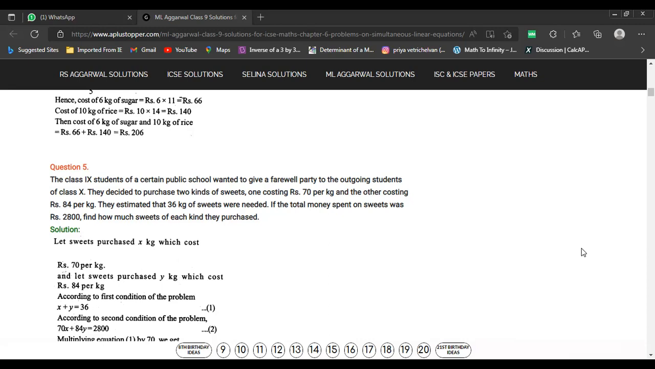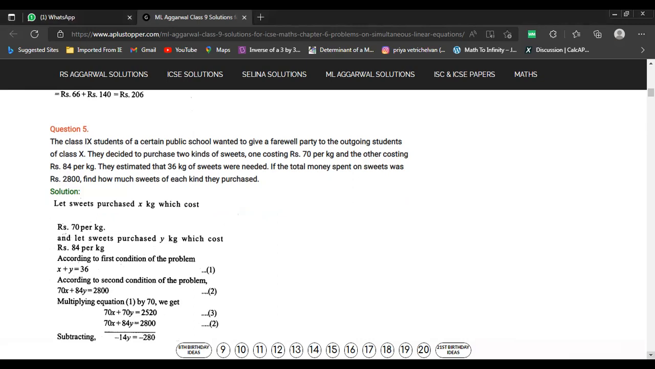So let's assume one type of sweets as X, the other type of sweets as Y. Maybe X as Rasagulla or Y as Gulab Jamun. It could be any of your favorites. So let sweets purchased be X kg, which cost rupees 70 per kg. The other one, let sweets purchased be Y kg, which cost rupees 84 per kg.